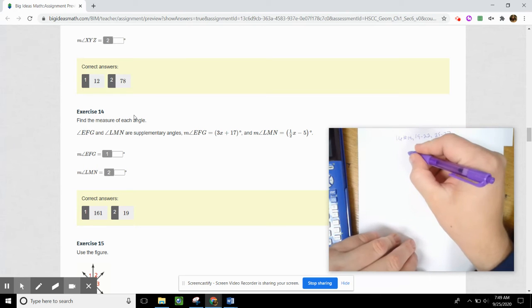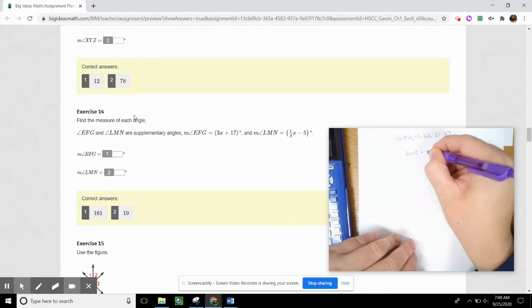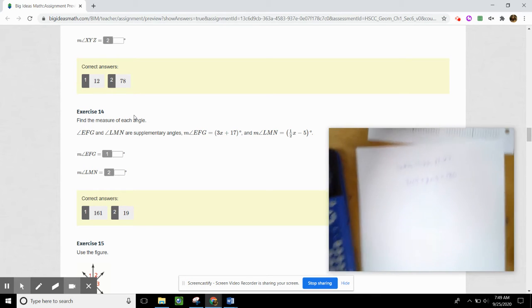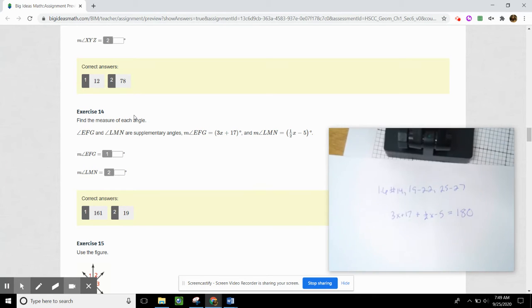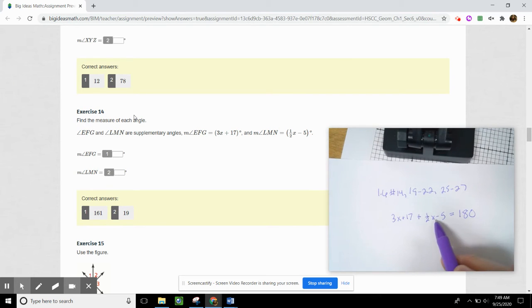So if we know that the two angles are 3x plus 17 and 1/2 x minus 5, we set up the equation that those two add up to 180. And then we can solve the resulting equation. So 3.5x, 17 minus 5 is 12. Subtract 12 from both sides and you get 168.